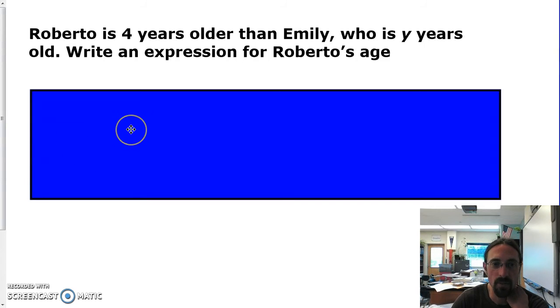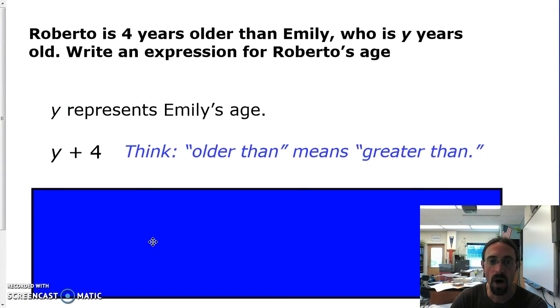All right, what did you come up with? Roberto is 4 years older than Emily, who is Y years old. Okay, so Emily is Y years old. Write an expression for Roberto's age. Emily is Y years old. Roberto is 4 years older, so Y plus 4.